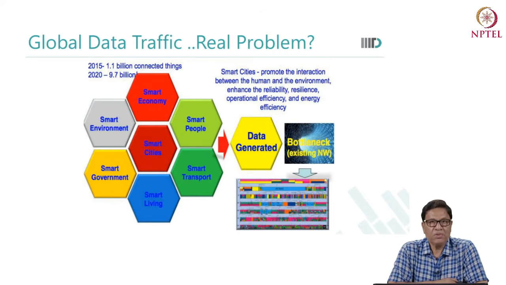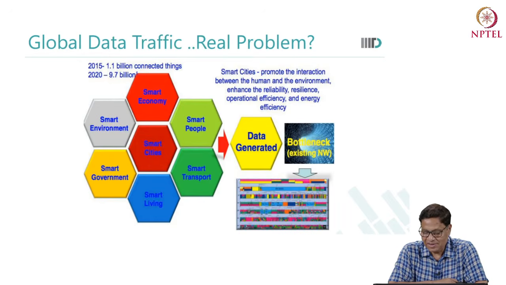So as all of you know, the global data traffic is a real problem. Everything is becoming smart, whether it is economy or environment or government or cities or people or transport, smart living. So smart cities basically consist of all these things, and it promotes the interaction between the human and the environment to enhance the reliability, resilience, operational efficiency and energy efficiency. So all these things, they generate a lot of data.